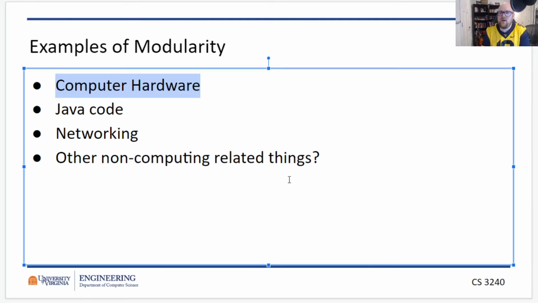Pause the video, and try to think to yourself, talk to people you're watching this video with, post in the general chat, on Discord, whatever, but try to come up with other examples of modularity that I haven't talked about. So go ahead and just hit that pause button.